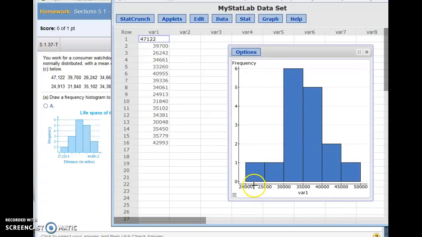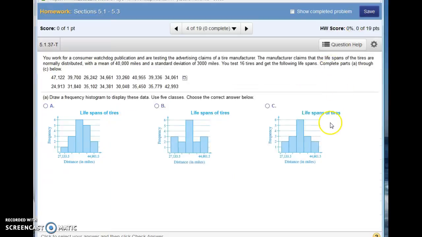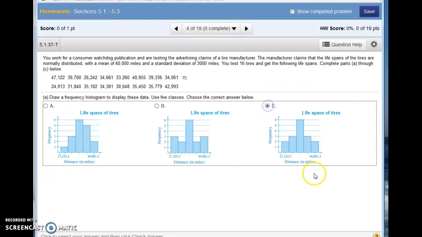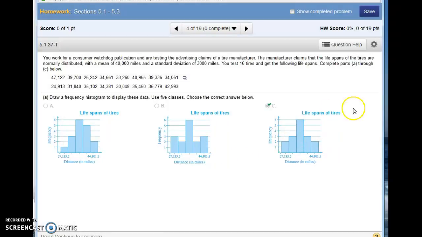And if you look at the axis, the numbers are a lot different than what they gave us. So I suspect that would be our curve. So that would be C. So let's get rid of this and go back here and choose C and hope for the best. And it says excellent. So let's continue.